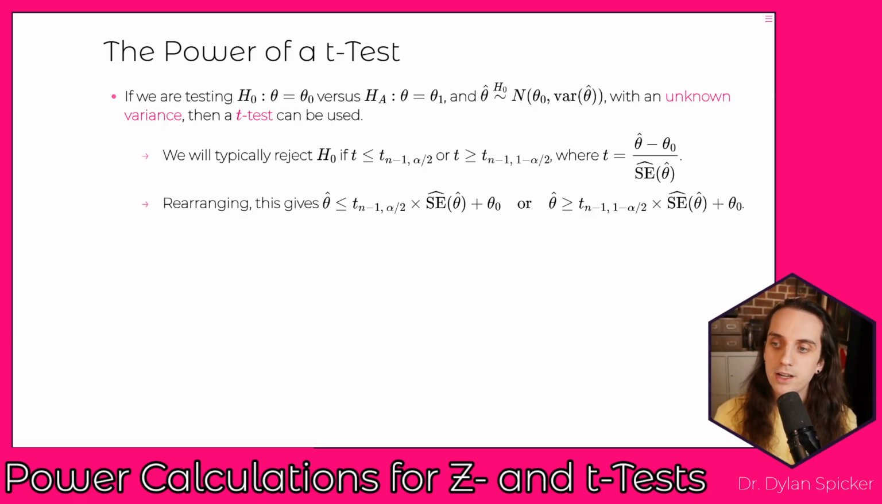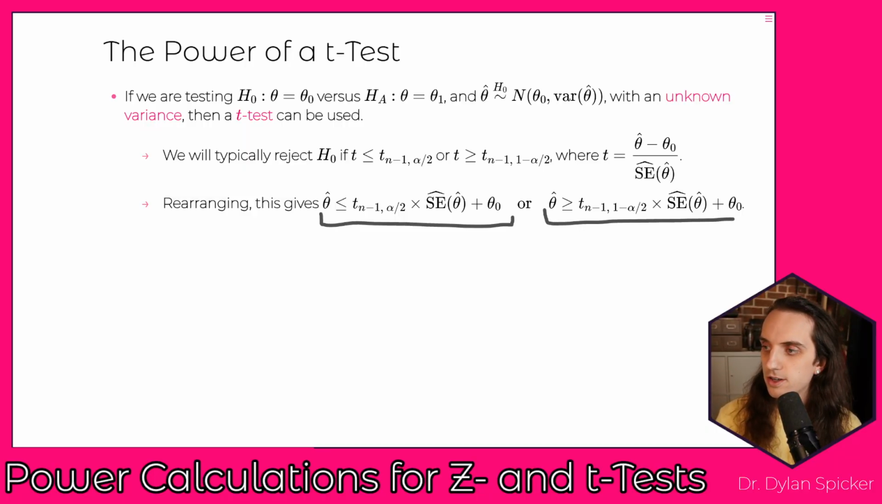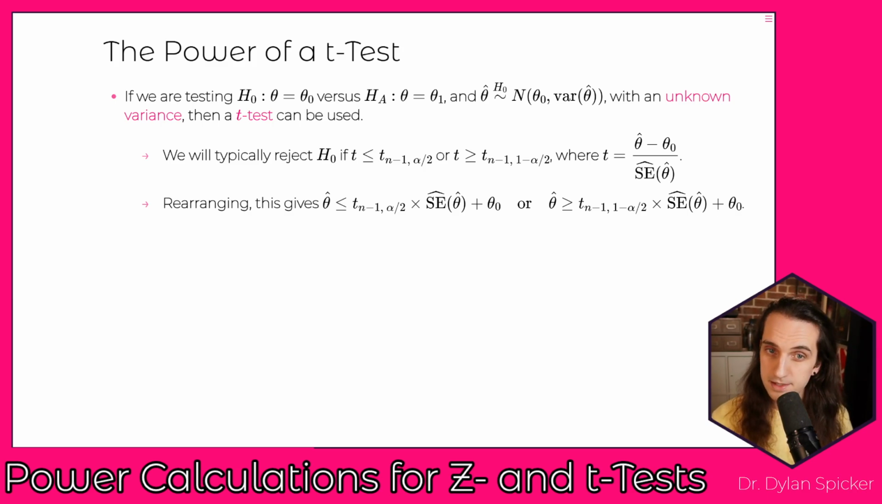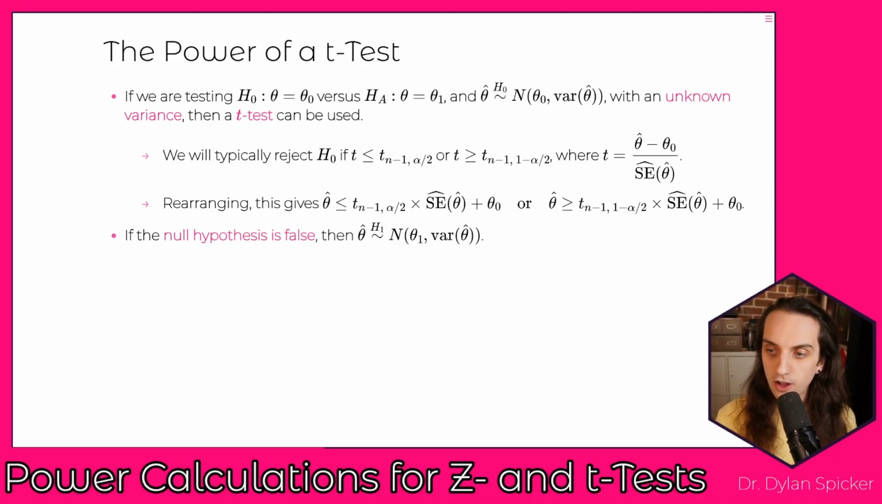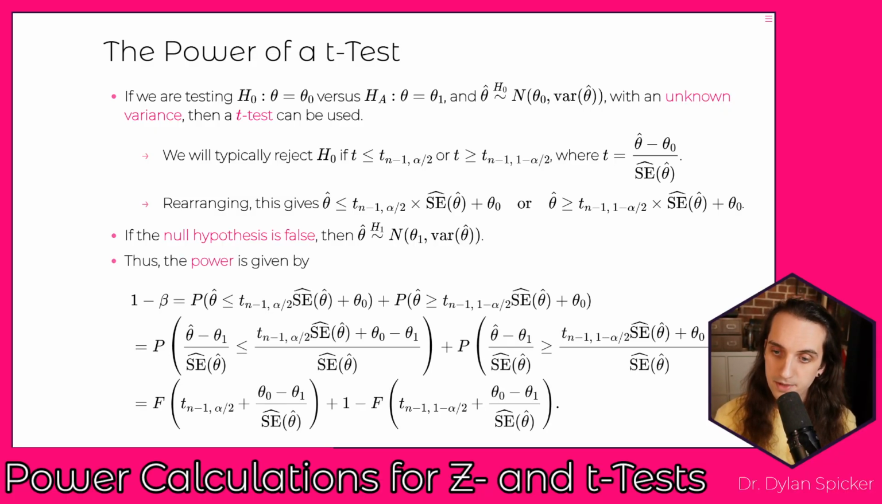Okay. If we rearrange this, we get similar bounds, right? So theta hat being less than or equal to the critical value times the standard error plus theta 0, theta hat greater than or equal to the same thing, right? With the opposite critical value. If the null hypothesis is false, then under the alternative hypothesis, we have the same distribution, but again, the variance here is not going to be known. And so instead, we're going to rely on our estimated standard error, right? And so if we do this, we can work through our power calculations again. And again, we'll go step by step through this.